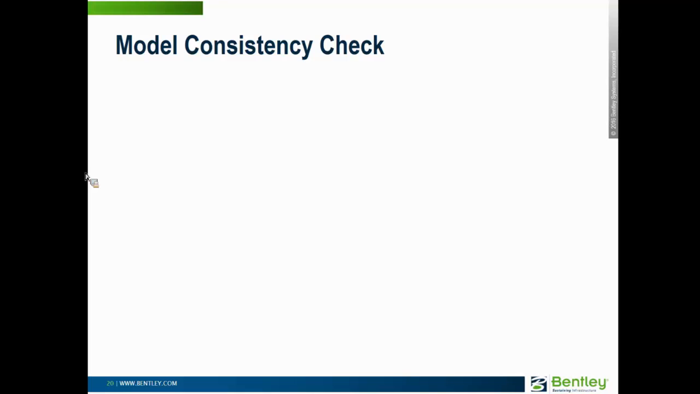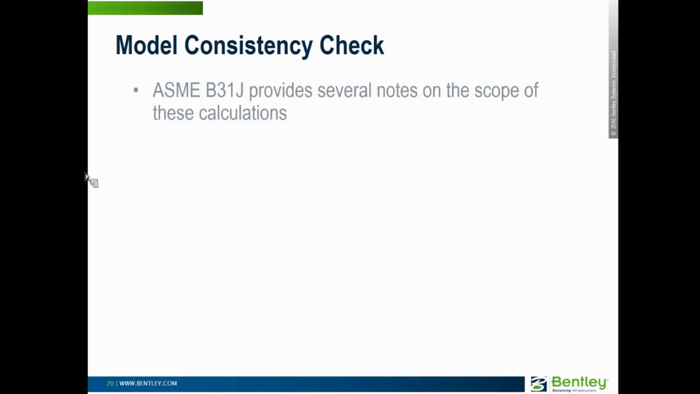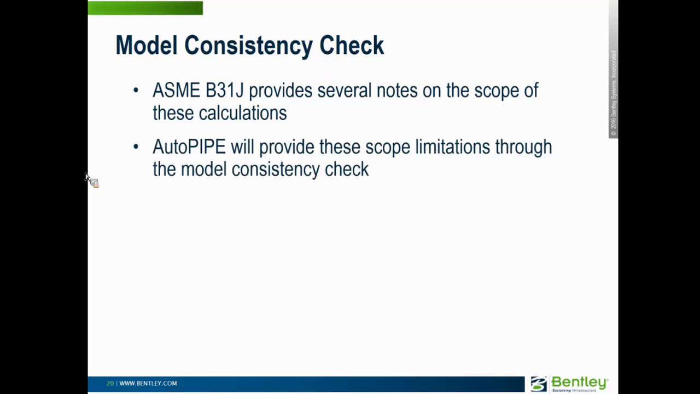So far we've looked at how SIFs are applied to the model, how flexibility factors are applied to the model. I do want to take a little bit of time here to talk about the model consistency check. ASME B31J provides several notes on the scope of all of these calculations and all of this analysis, such as geometrical and component restrictions that was mentioned in a previous slide. If a component in your model is not complying with B31J requirements, AutoPIPE's model consistency check algorithm steps up to the task of alerting the designer of any non-compliance in the model.